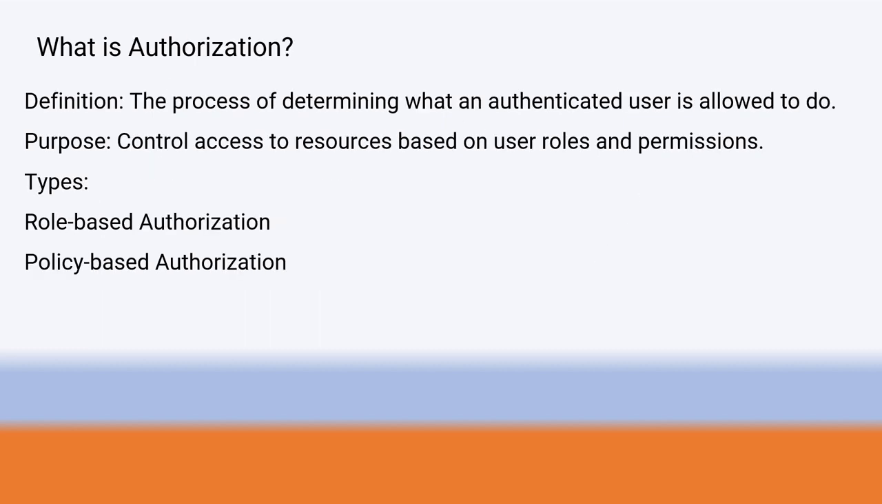Authorization determines what an authenticated user can do. It controls access to resources based on user roles and permissions. There are two primary types: role-based and policy-based authorization.